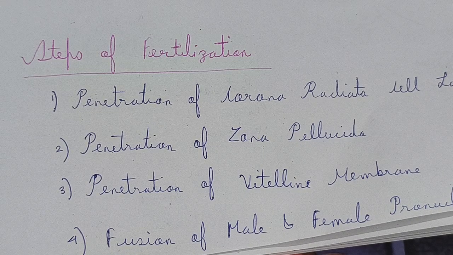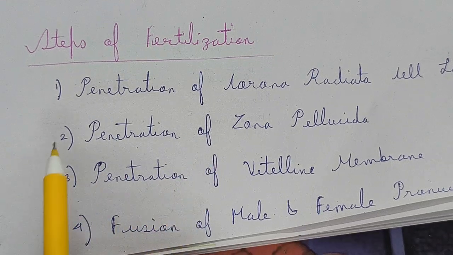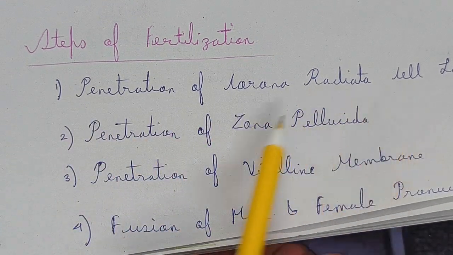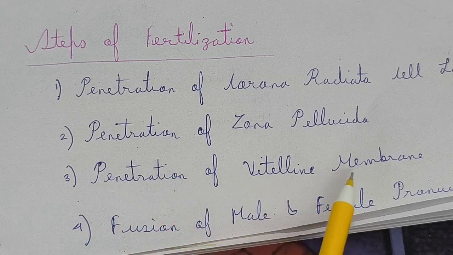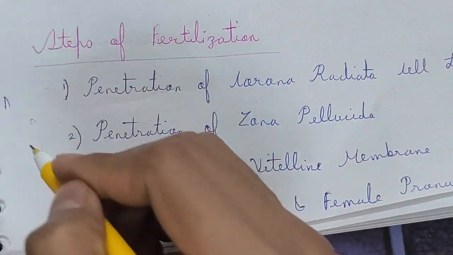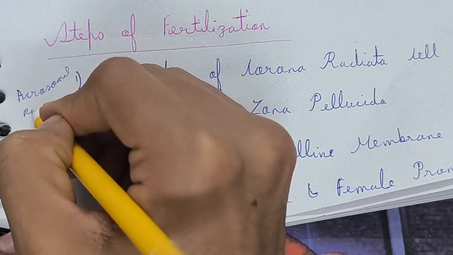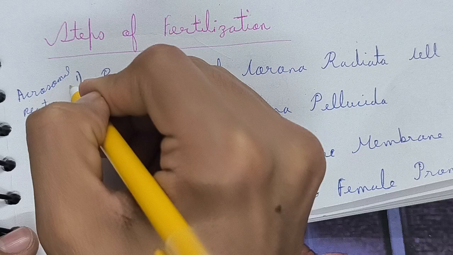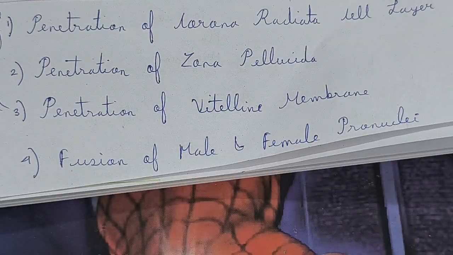So friends, now to the continuation of fertilization. First of all, the steps of fertilization. There are four steps: penetration of the corona radiata cell layer, second, penetration of the zona pellucida, and third, penetration of the uterine membrane, and all these three are done with the help of the acrosomal reaction. And the fourth is the fusion of male and female pronuclei.